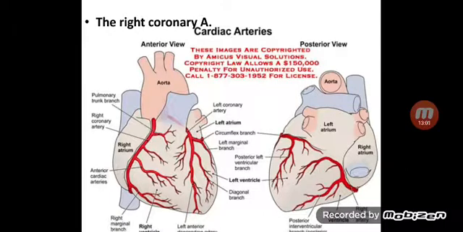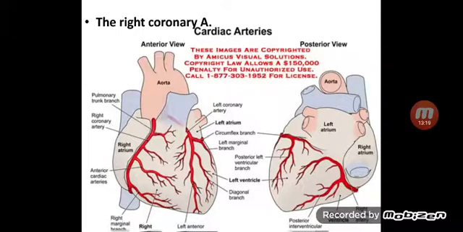It gives anterior ventricular branches, and it gives posterior ventricular branches. The anterior ventricular branches are maybe two or three in number. They supply the right ventricle, of course the anterior part or anterior surface of the right ventricle.